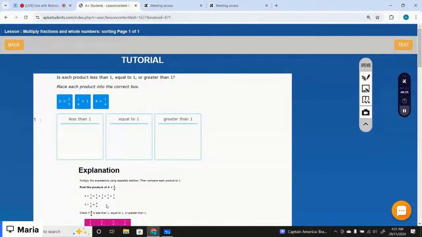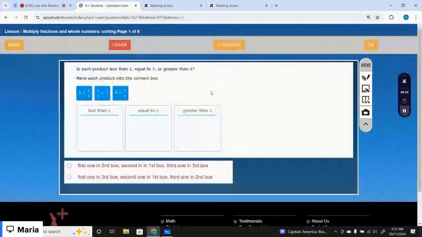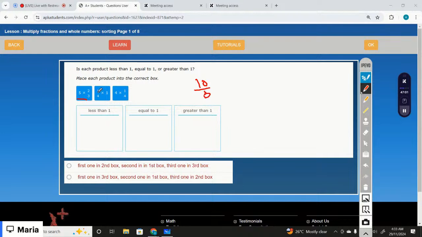Let's just start with the test questions. Is each product less than 1, equal to 1 or greater than 1? That's the one we just did, right? 5 times 2 by 3. 5 times 2 is 10, 10 over 3, right? When you divide 10 by 3, that is greater than 1. So 5 times 2 by 3 is greater than 1.